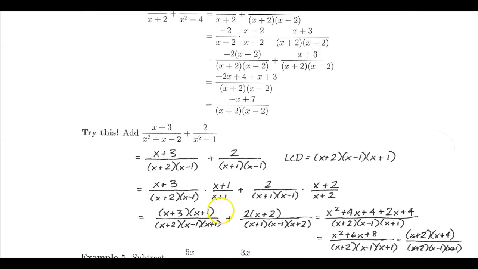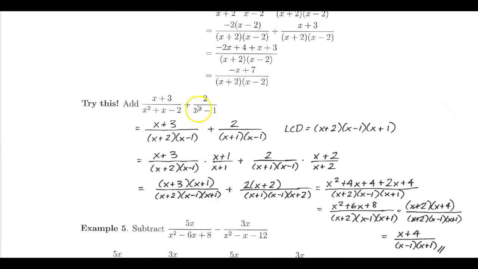So here what I did was I looked at the denominators. I factored the first denominator to x plus 2 times x minus 1. The second denominator factors into x plus 1 times x minus 1. And for the LCD, I need a factor of x plus 2, I need a factor of x minus 1, and I need a factor of x plus 1.